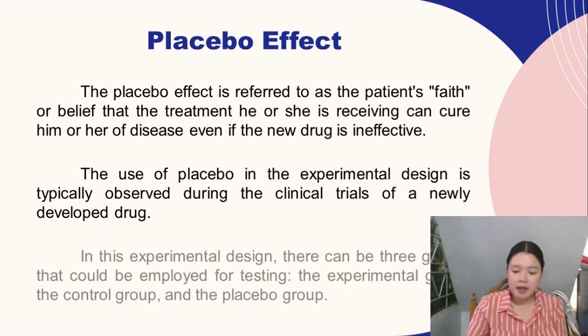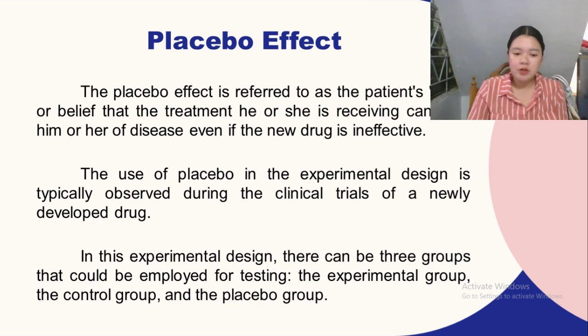In this experimental design, there can be three groups that could be employed for testing: the experimental group, the control group, and the placebo group. The experimental group is the one receiving the newly developed drug. The control group can be the patients receiving a known drug, commercially available, for the same disease.